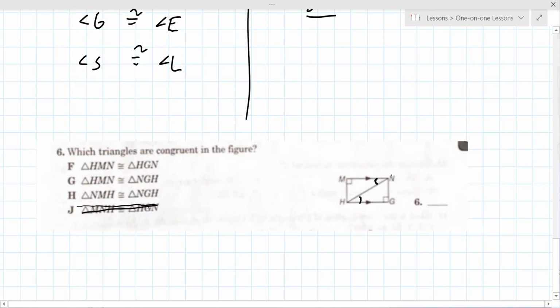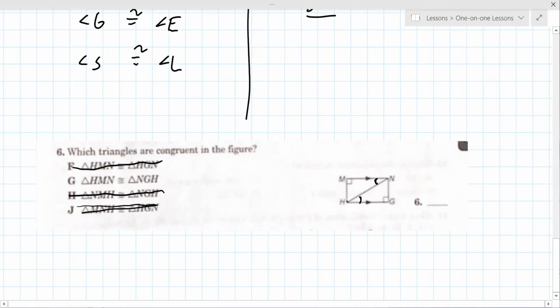N is the one that corresponds to H. Yeah. So we're looking for an H and an N in the same place. So this one is out. And then here, this one is out as well. So let's just check that this works here.